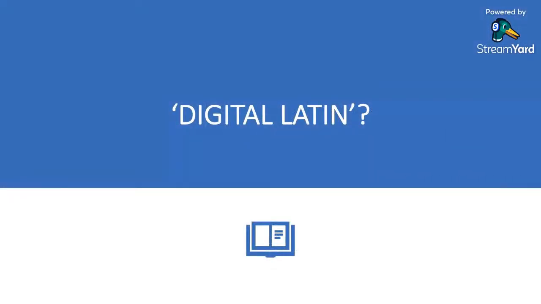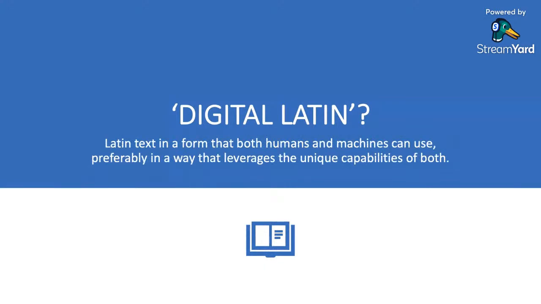When we talk about digital Latin, we're really talking about Latin text in a form that both humans and machines can use, preferably in a way that leverages the unique capabilities of both. That is, humans are very good at reading and interpreting information and adding meaning to it. Machines are really great at calculating, counting, sorting, doing all of those routine tasks in a very rapid way. So it would be great to have editions that allow us to do both of those types of activities.